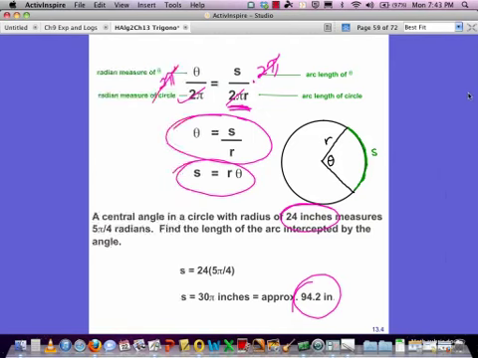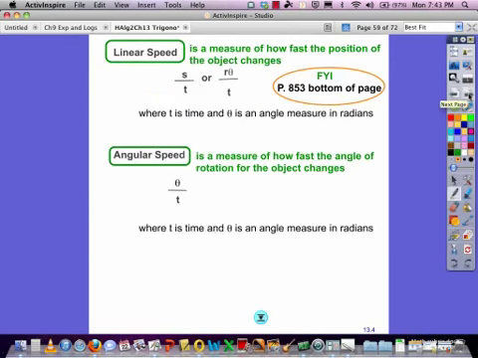Now I think the only other thing I'm giving you, FYI, on the bottom of page 853, there are some more real-life formulas that have theta as radians in them, dealing with linear speed and angular speed. There's a good picture I didn't reproduce. If you're interested, just read the bottom of that page 853.